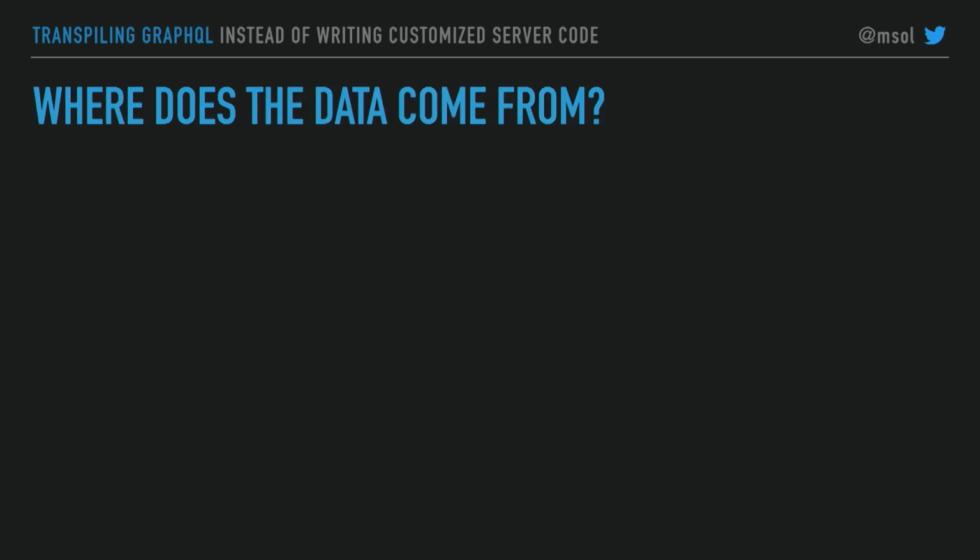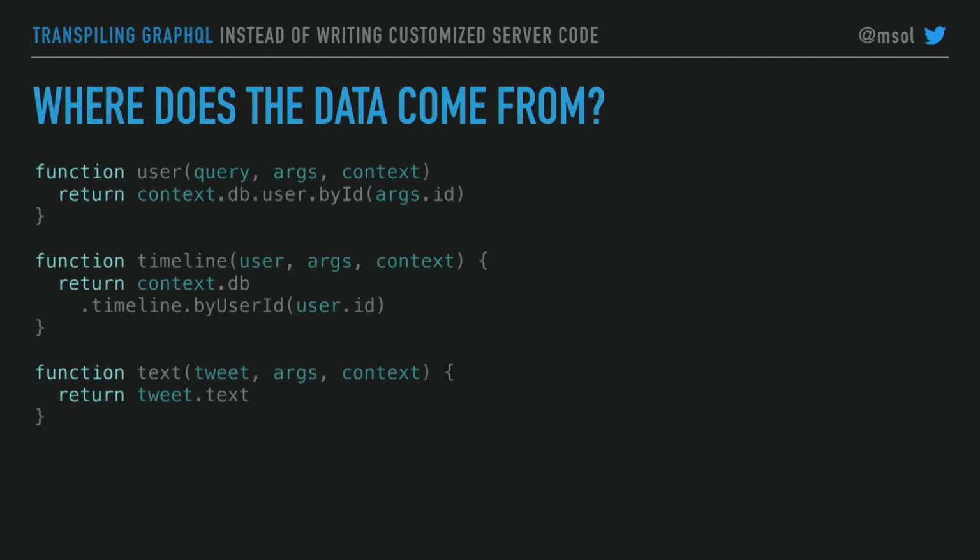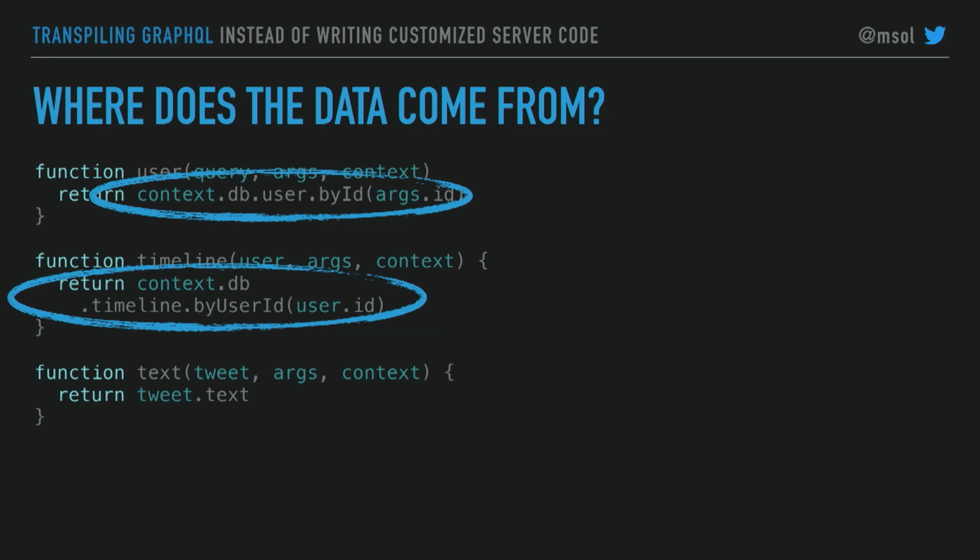So where does the data come from? We've seen how you might implement resolvers by hand. Here's that same code again from the last slide. But how do we actually know where the data comes from? Here it comes from a database. And here it comes from either a different database or maybe a different table or a different service or something like that. And here it just comes from a field on the tweet object. So some of this knowledge is baked into these resolvers. Each of these functions is called a resolver.